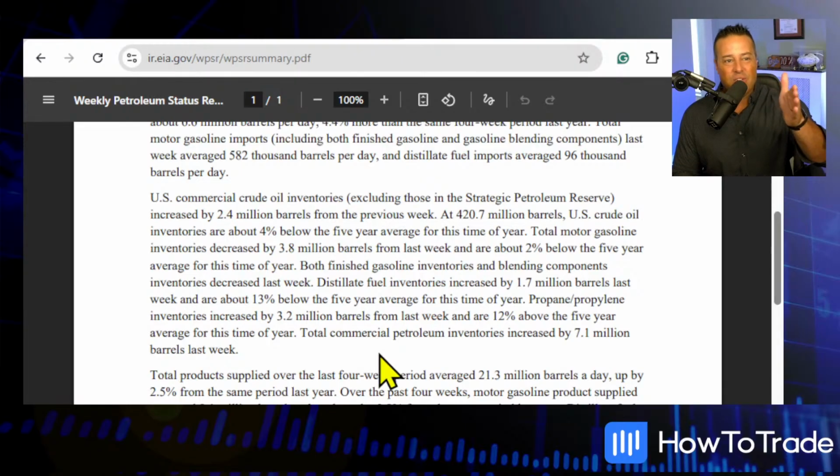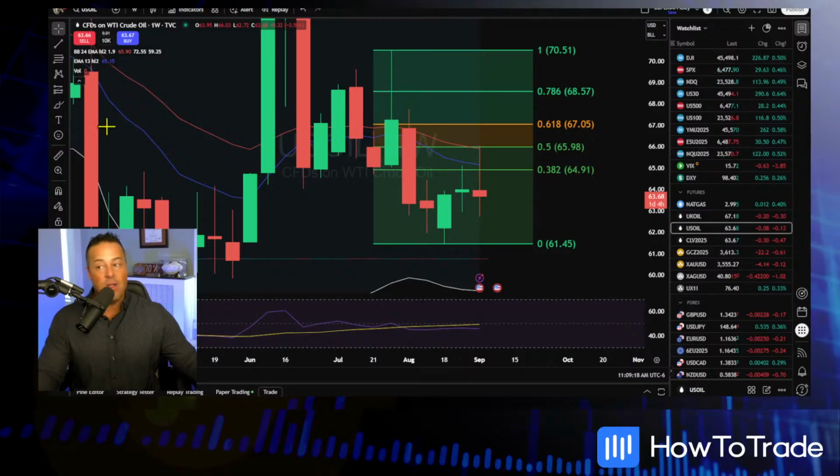I look for this right here. I look for supplies to begin building as we go into the fall months. And once we get that, it should be a bearish market driver here for your U.S. oil contract. So we're looking at that closely.